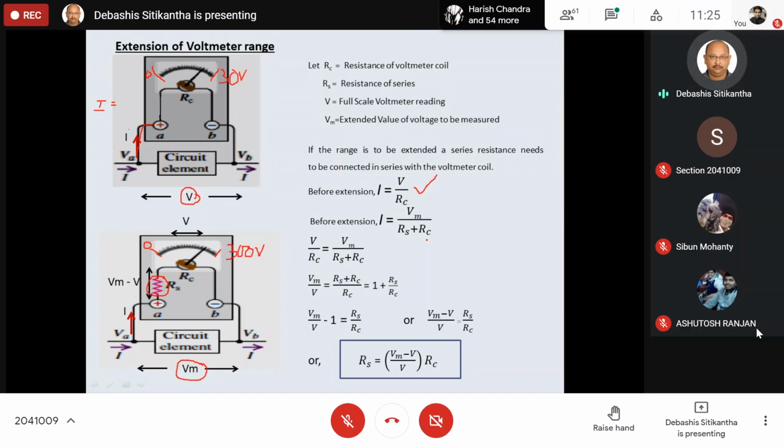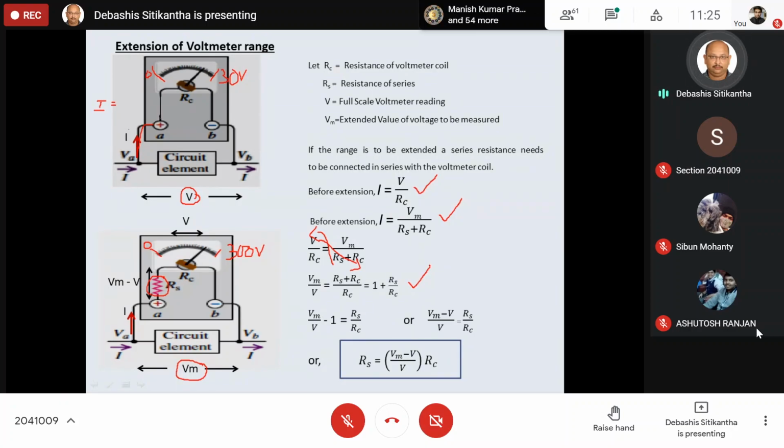So naturally, these two expressions must be the same as each other. If we write it in this manner, V by RC is equal to Vm by Rs plus RC. Now we take this V under to this Vm, and we take this denominator up to this point. If we write it, then we arrive at this particular expression.